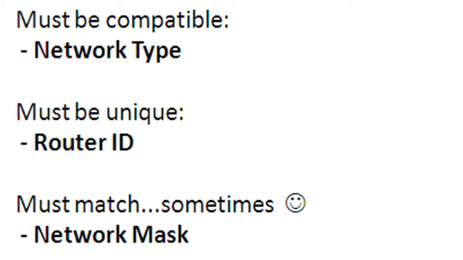Next up is the network type, and that must be compatible. Now notice I didn't put that under must match. It must be compatible. And we'll go into what compatibility looks like when we're talking about OSPF network types. And then the router ID has to be unique. And then the last one here is the network mask, and that one must match sometimes. And we'll take a look at when it must match and when we really don't care.